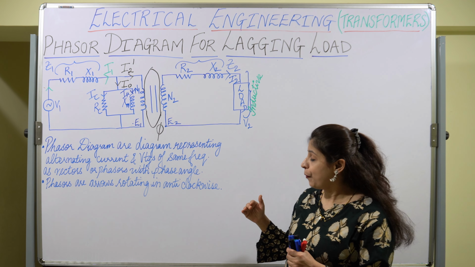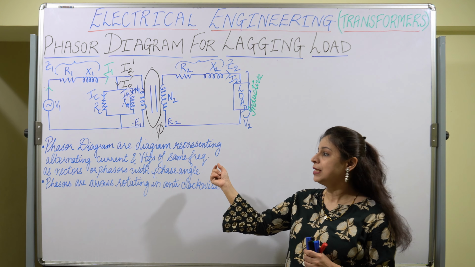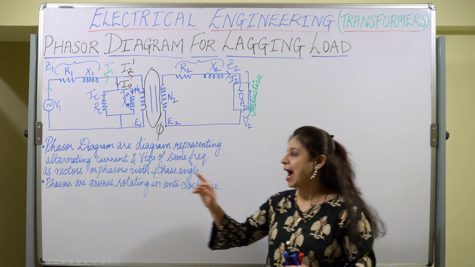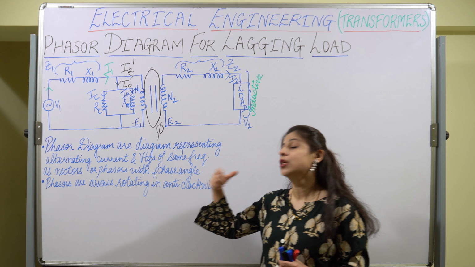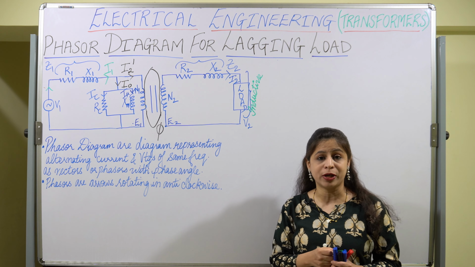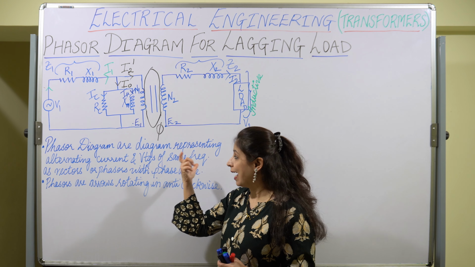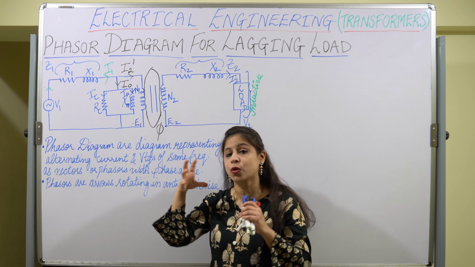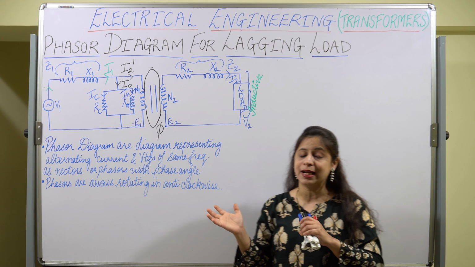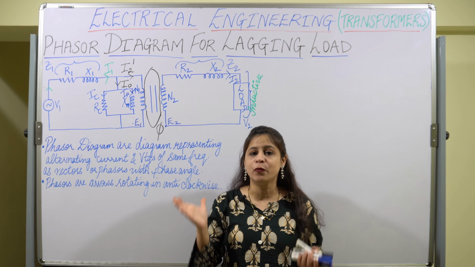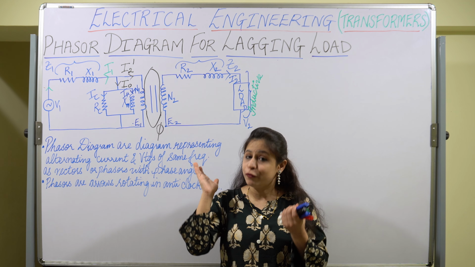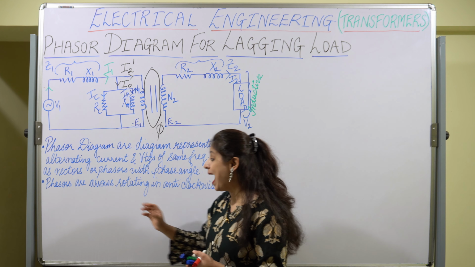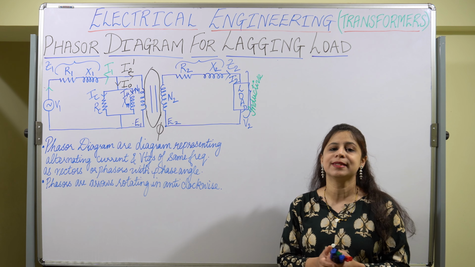Phasor diagrams are diagrams representing the alternating currents and voltages of the same frequency as vectors or phasors with a phase angle between them. So they are the diagrams representing the currents and voltages by means of vectors or phasors. When we represent the currents and voltages by means of some phasors, they form a phasor diagram. Phasors are arrows rotating in the anti-clockwise direction.